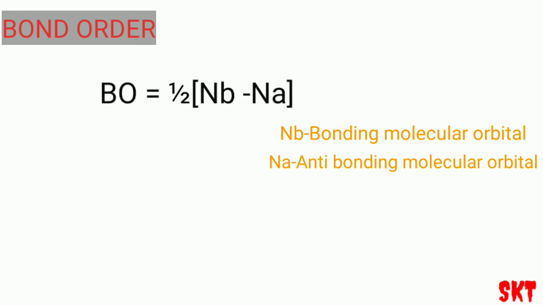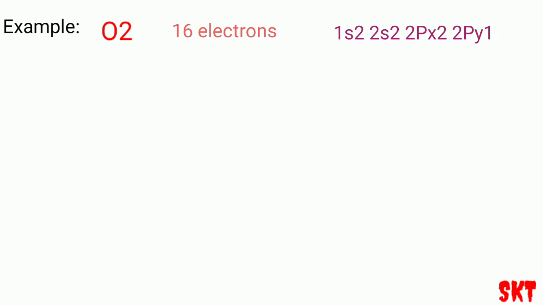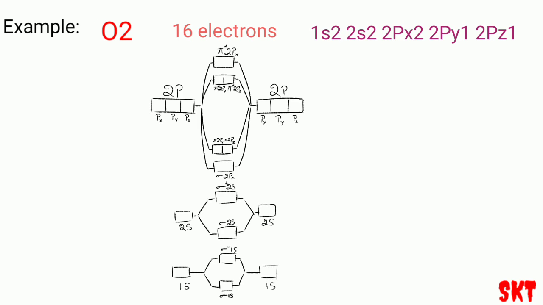So now we shall take one example and show you how to draw the energy level diagram and explain the properties. So now we are taking the O2 molecule, oxygen molecule, as an example. O2 molecule has 16 electrons, and there are two oxygen atoms each having 8 electrons, and the electronic configuration goes like this: 1s2, 2s2, 2px2, 2py1, and 2pz1. Now draw the energy level diagram.